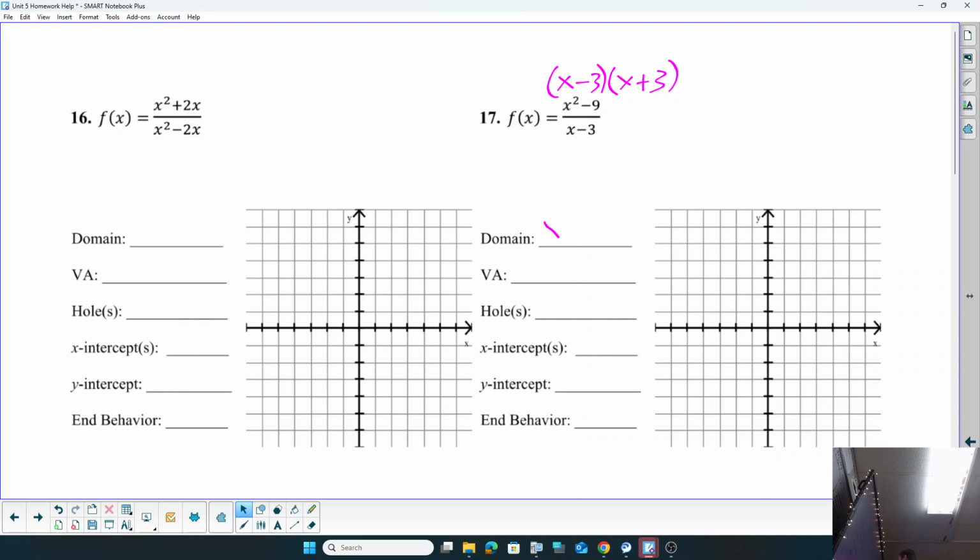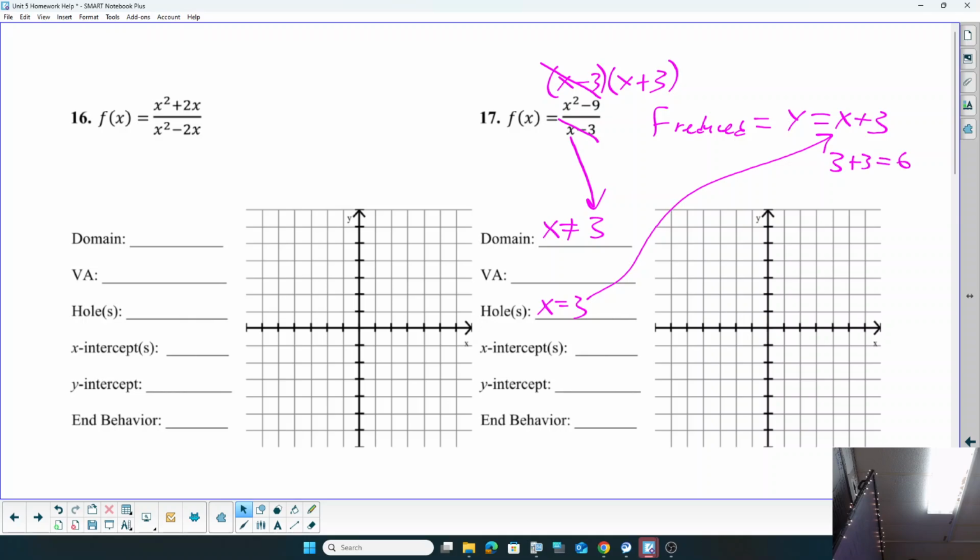So the domain restrictions are x can't equal a positive 3, because a positive 3 would make a 0 in the bottom, and you can't divide by 0. I was going to have a vertical asymptote at x equals 3, so x minus 3, but I see that it cancels and it's a hole. So this cancels with this one, and that's our hole at x equals 3. And so what's left is our reduced function.